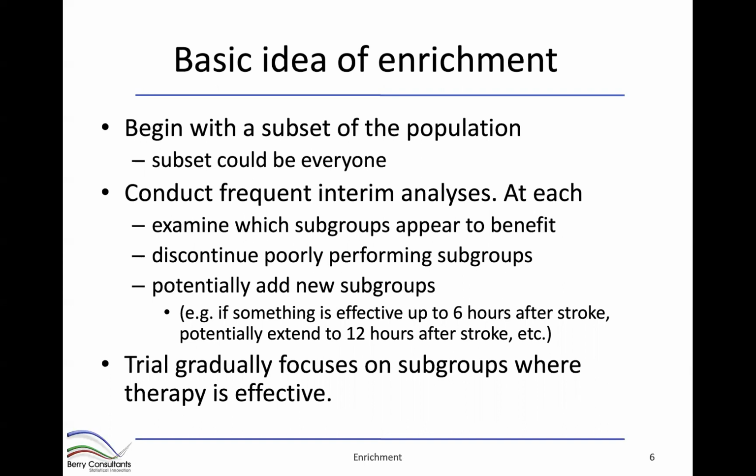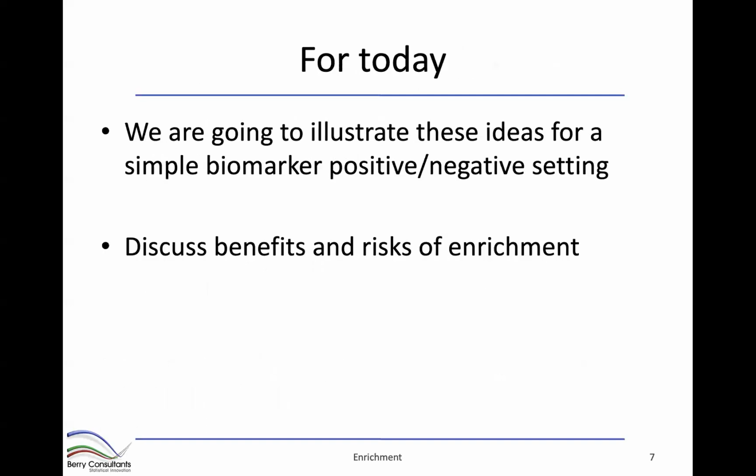The goal of this, regardless of whether you're adding subgroups or dropping them, is to gradually focus on the subgroups where the therapy is effective. So at the end, you want to be enrolling in the places where the therapy is effective, and by doing so, get more patients in those groups. In terms of today, given this is a single webinar, we're going to illustrate these ideas for a simple biomarker positive negative setting. So I only have 2 subgroups, the positives and the negatives. And within that context, we're going to discuss the benefits and risks of doing this enrichment design.